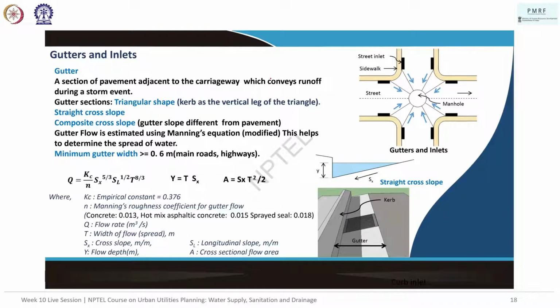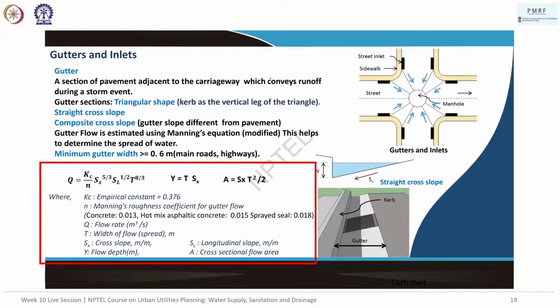If you remember from the lectures, we can use this modification of Manning's equation for a triangular cross section. So Q is equal to Kc divided by n, into Sx to the power 5/3, SL to the power 1/2, and T to the power 8/3. Kc is the empirical constant, given as 0.376. n is Manning's roughness coefficient. This is where we'll need the details on the drain. It's concrete, so our value will be 0.013.